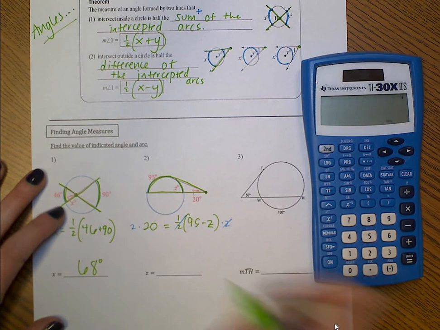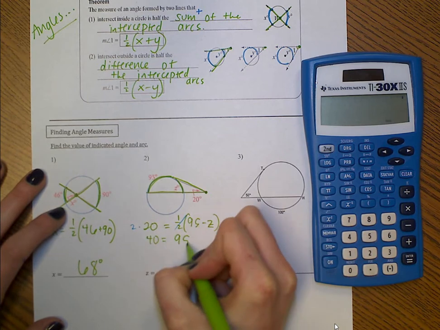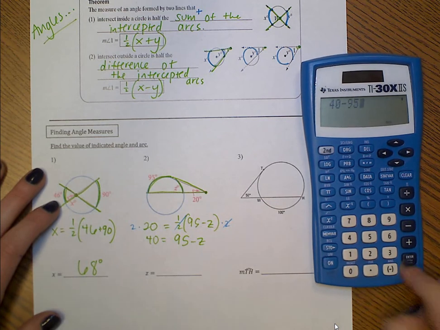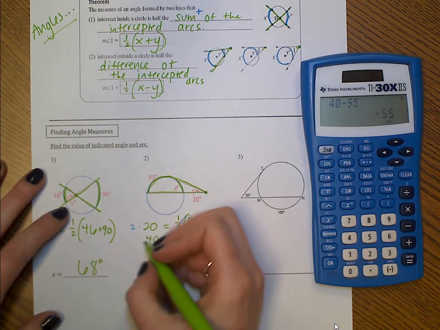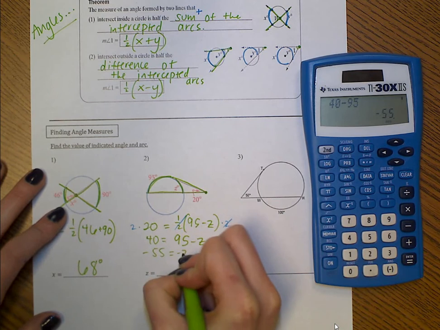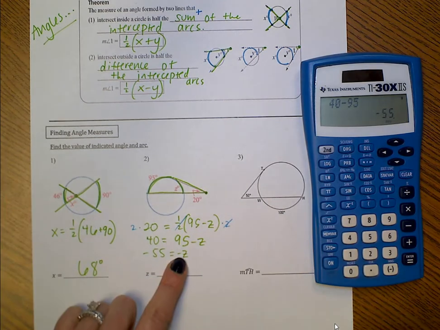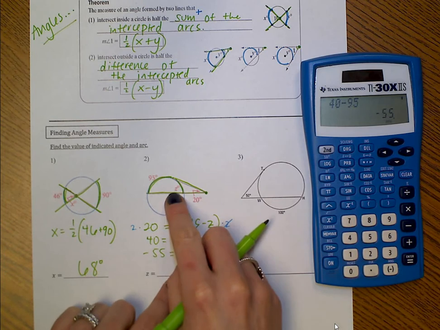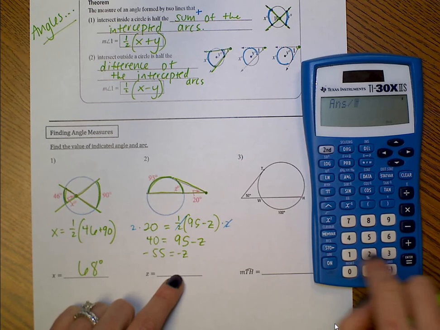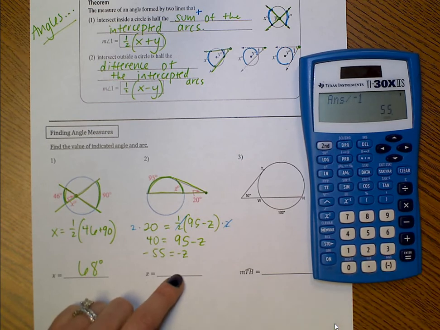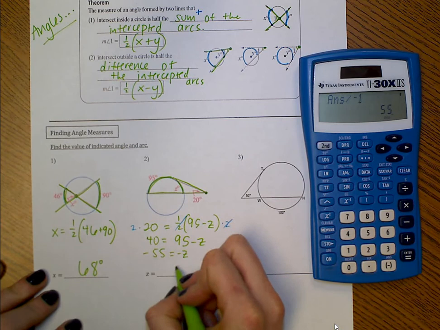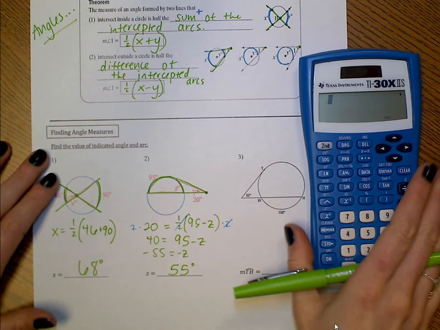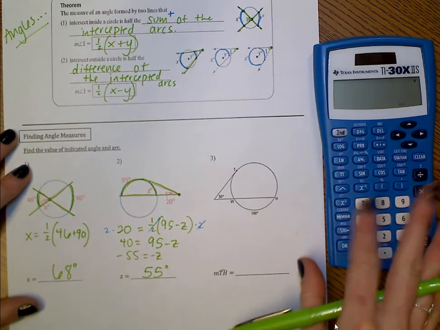So then I'm looking at 40 equals 95 minus Z. And then if I subtract 95, I would have negative 55 equals negative Z. Keep going and divide by negative 1. Do not tell me that that arc is negative 55. That does not make sense. So obviously you're going to divide by negative 1, and it should be positive 55. Okay, so sometimes you might have to work backwards, like that example, but it's the same formula.